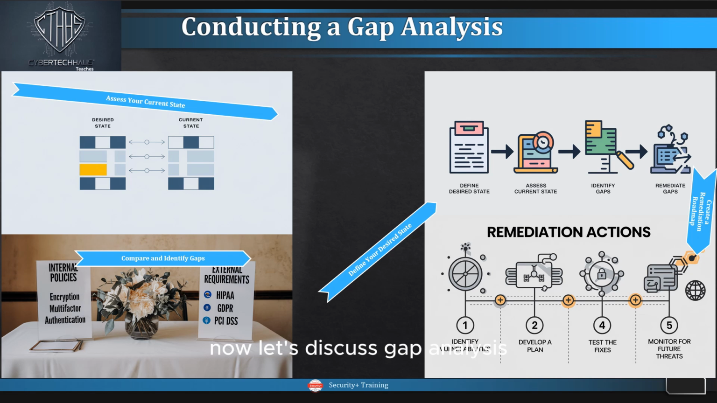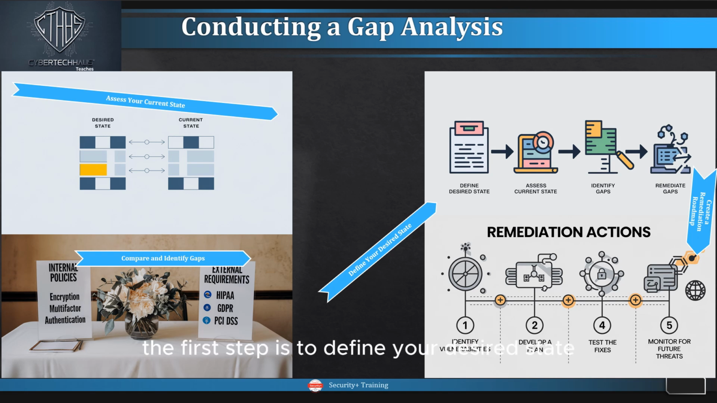Now, let's discuss gap analysis, a core tool for planning and improving a cybersecurity program. Gap analysis is all about identifying where we currently stand in security and what needs to be done to reach our goals. Here is how it works.